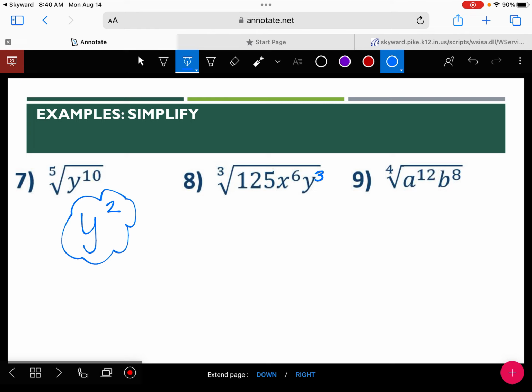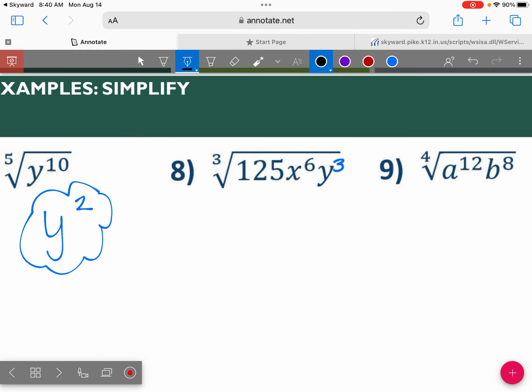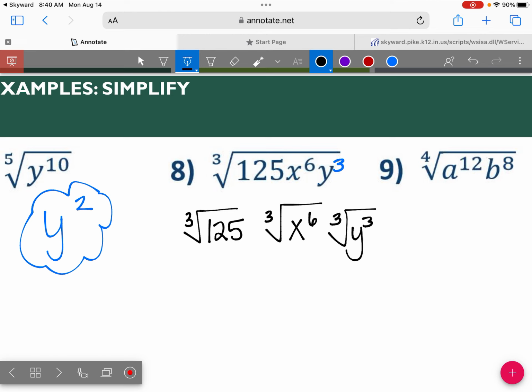For number 8, I'm going to break it apart because there's 3 separate things underneath the radical. I'm going to separate it into 3. So I have the cube root of 125, the cube root of x to the 6, and the cube root of y to the 3rd. I'm going to look at each one individually. And we can see that 125 is actually a perfect cube. So the cube root of 125 is 5.